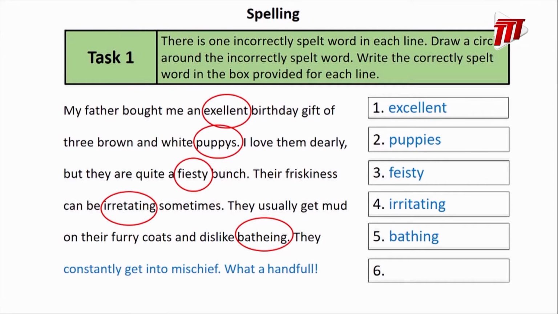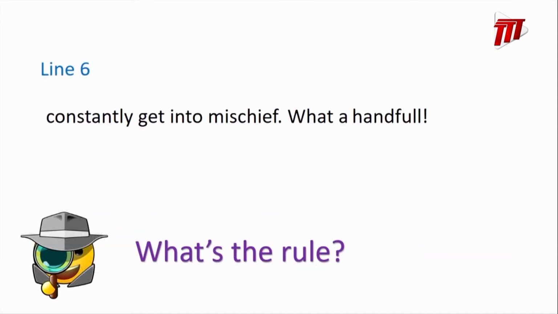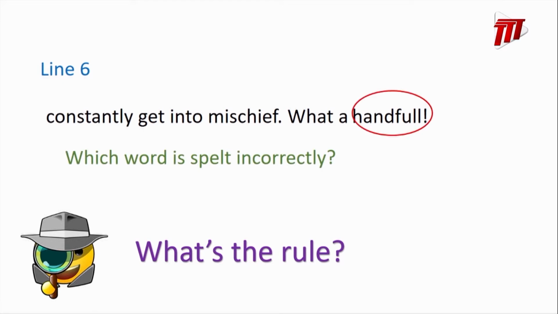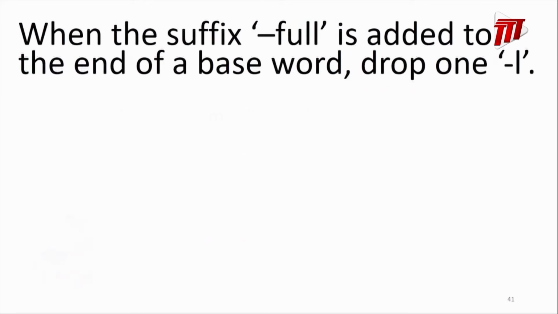They constantly get into mischief. What a handful. They constantly get into mischief. What's the rule in this line now? What's wrong there? Which word is wrong? Yes, when we are adding the suffix full to the end of a word, we use it with one L. So when the suffix full is added to the end of a base word, we drop one L.